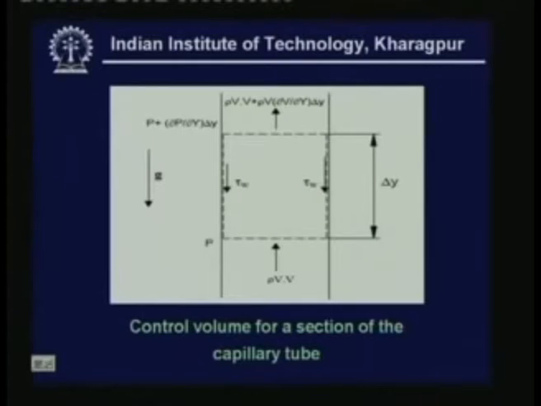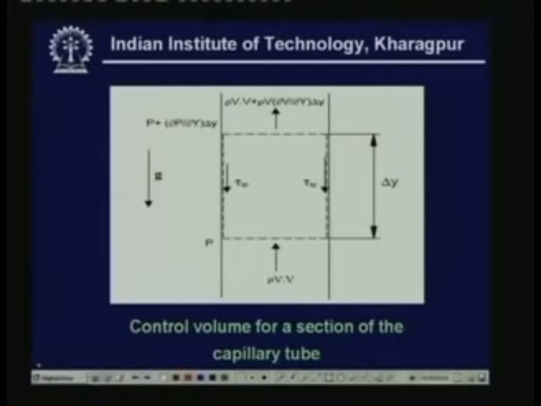So under these assumptions the analysis is carried out, and this picture shows the control volume for the selection of a capillary tube. Here I have shown the section of the capillary tube which is vertical, so the direction of gravity is like this. This is the vertical portion of a capillary tube, and this is the control volume, which is a small section of the capillary tube.